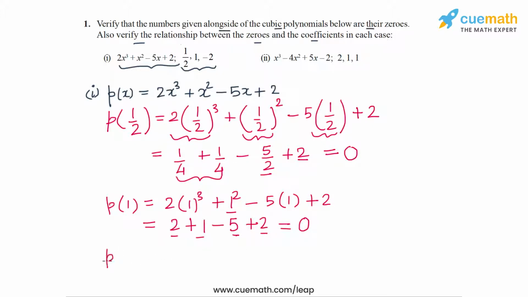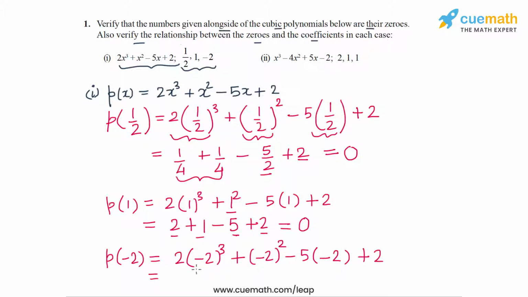And then finally let's find p of minus 2. So p of minus 2 will be equal to 2 times minus 2 cube plus minus 2 square minus 5 times minus 2 plus 2. So 2 into minus 2 cube is 2 into minus 8 or minus 16, and then we have minus 2 square, so that's plus 4. Then we have minus 5 times minus 2, that's plus 10, and then plus 2. So the positive numbers add up to 16, and then we have a minus 16, so the total is again 0. So p of minus 2 is also 0, which means that minus 2 is also a zero of p(x). So each of the three numbers given to us is a zero of p(x).